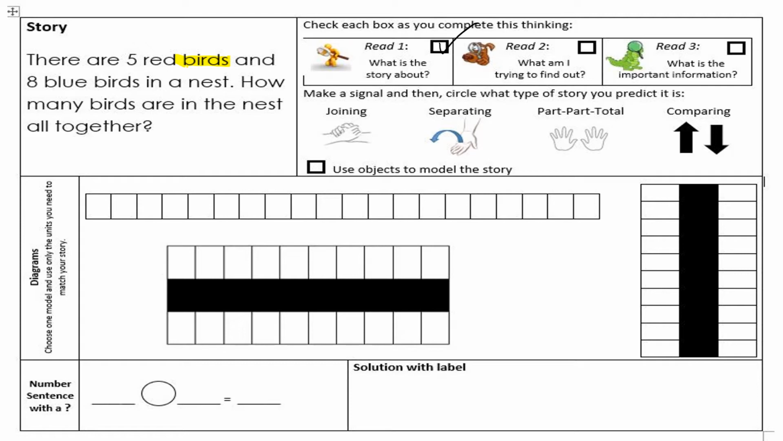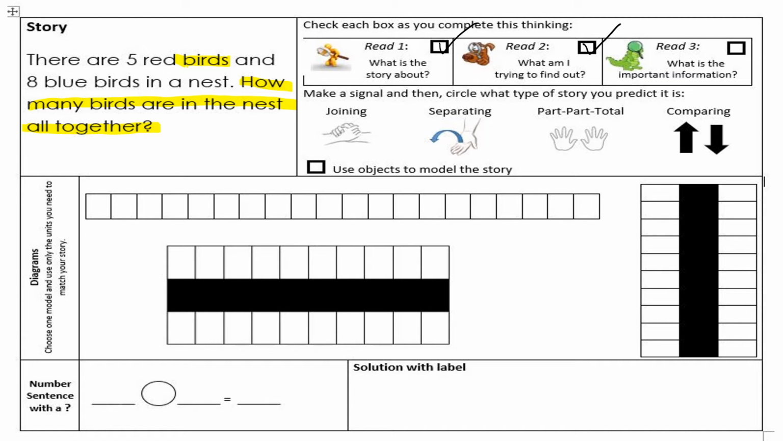There are 5 red birds and 8 blue birds in a nest. How many birds are in the nest altogether? So I'm trying to find out what the question is asking me. How many birds are in the nest altogether? So I can go ahead and check off my read 2 because I've done that one.